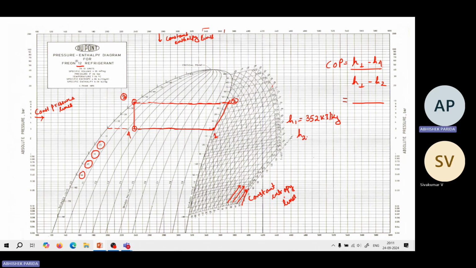Then the next thing coming is H2. This is our H2 and it is slightly more than the 370 line, and it's based on your judgment. It is around 373 kilojoule per kg. Then comes the H3 or H4 point. H4 is somewhat lesser than 240. Consider it to be 238 kilojoule per kg. Find out. So H1 is 352, and H4 is 238.